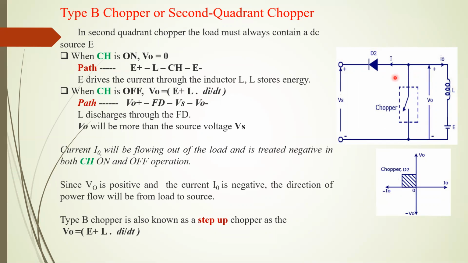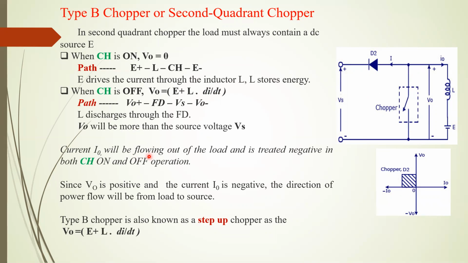V0 will be more than the source voltage, that is V0 is equal to E plus L di by dt, that is E plus the voltage across the L, VL, is the V0 voltage, which is higher than Vs.